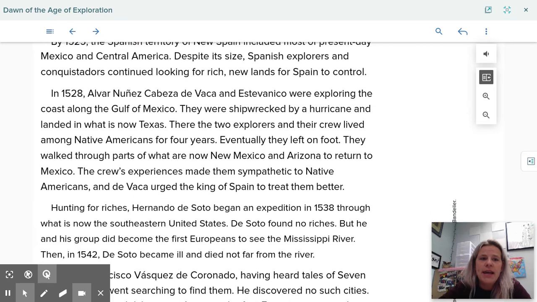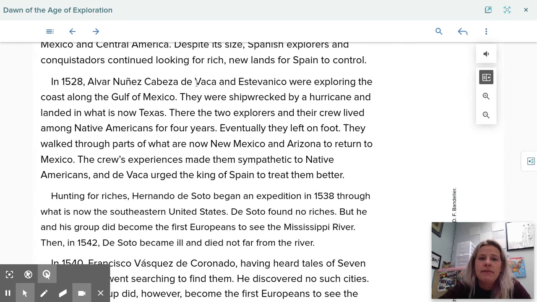In 1528, Alvar Núñez Cabeza de Vaca and Estebanico were exploring the coast along the Gulf of Mexico. They were shipwrecked by a hurricane and landed in what is now Texas. There, the two explorers and their crew lived among Native Americans for 4 years. Eventually, they left on foot. They walked through parts of what are now New Mexico and Arizona to return to Mexico. The crew's experiences made them sympathetic to Native Americans, and De Vaca urged the King of Spain to treat them better.